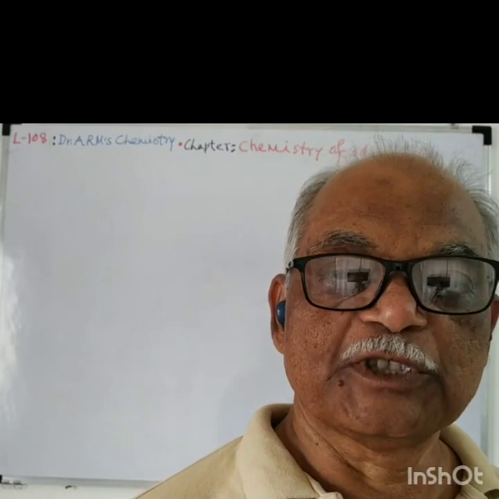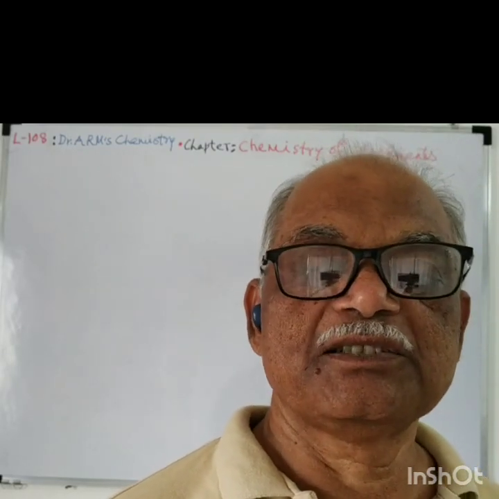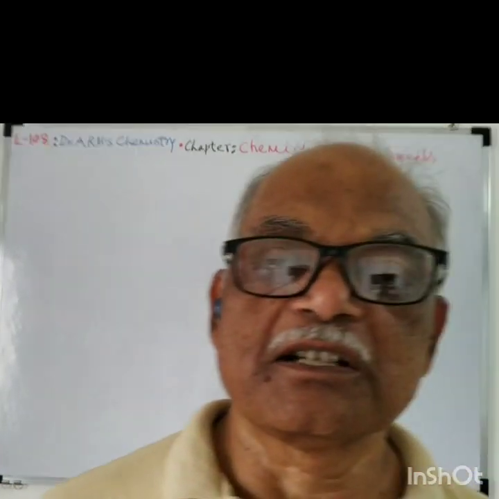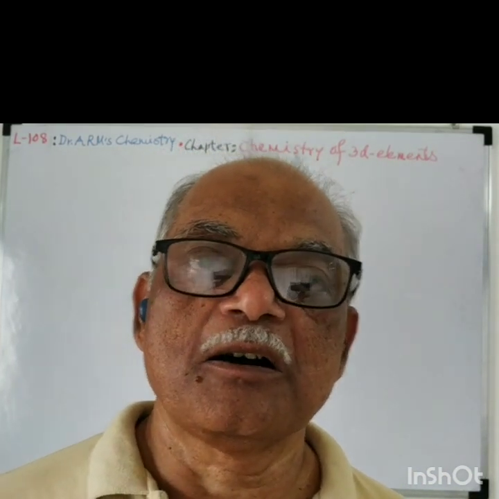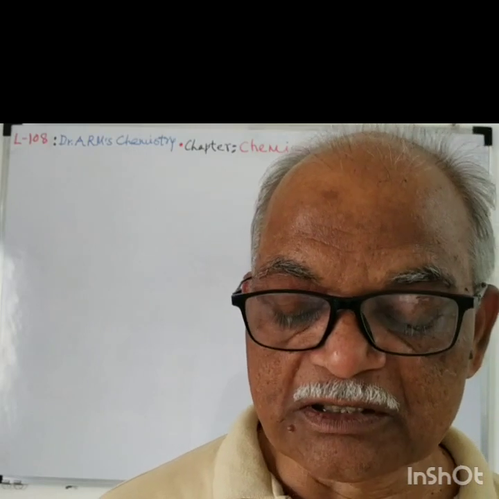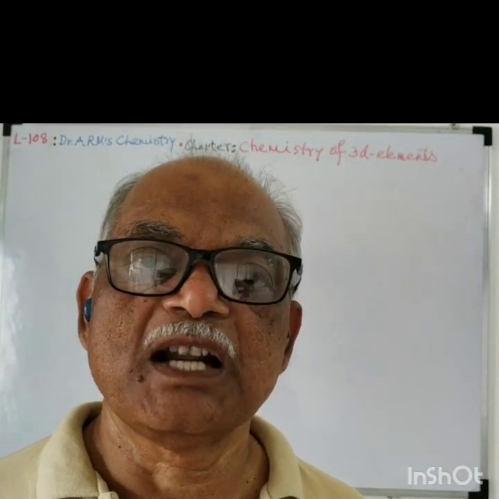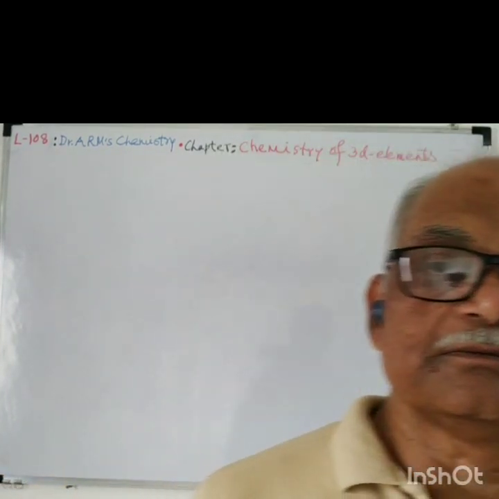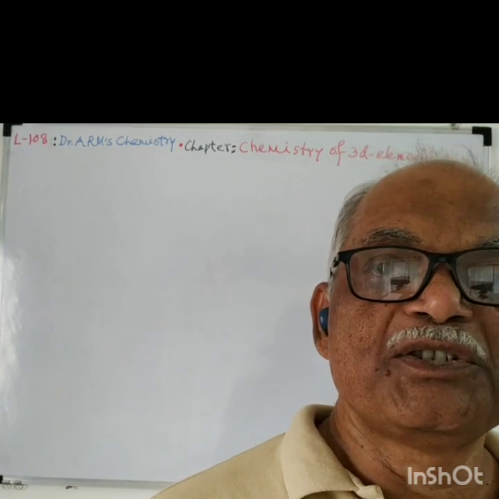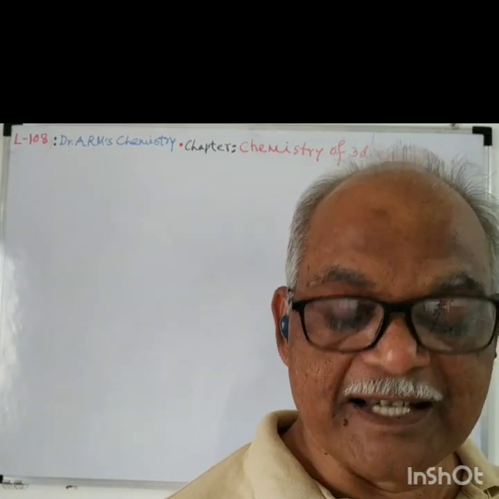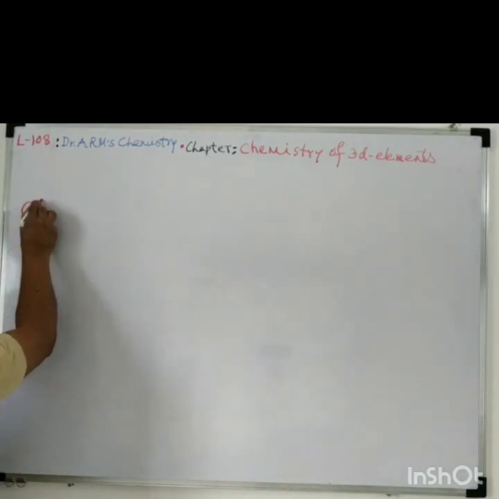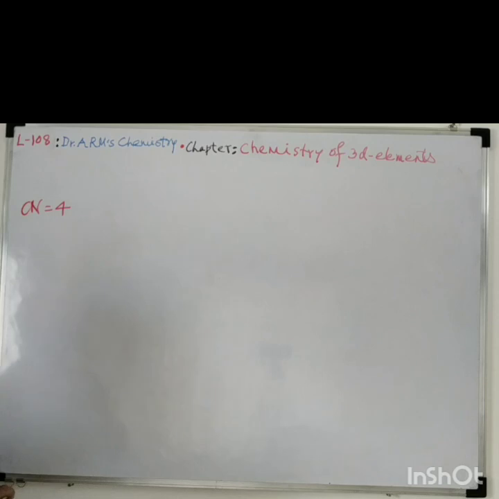We were discussing the topic Chemistry of Transition Elements, and we are now discussing the coordination numbers and geometry of transition elements or complexes formed from transition elements. We have seen the coordination numbers 1, 2 and 3 last time, and today we will discuss coordination numbers 4 and 5.